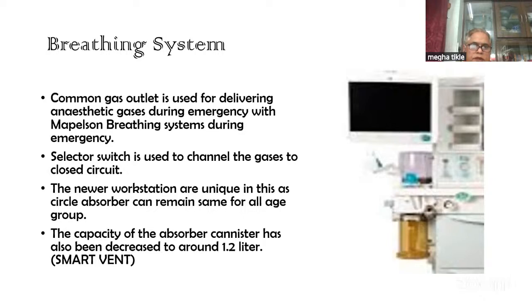The new workstations are unique in that the circle absorbent can remain the same for all ages. It doesn't have to change. They are called SmartVent, at least by Drager. Capacity is around 1.2 liter. And they use Dragersorb as the absorbent, which is a high quality CO2 absorbent and doesn't form the compound A in as large a quantity as the conventional soda lime would cause.